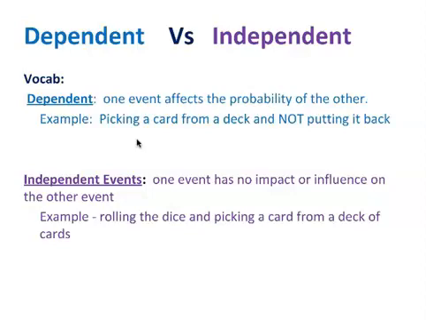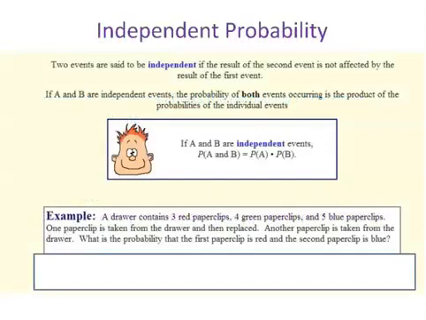Whereas independent events occur when one event has no impact or influence on another event. An example would be rolling a dice and then picking a card from a deck of cards. Neither of these events affect the other. Rolling a dice and picking a card are two totally different things. So these would be independent events. One event has no impact or influence on the other event. So we're going to look at how we go about finding the probability of each of these types of events. So let's start with independent events where one event does not affect the outcome of another event.